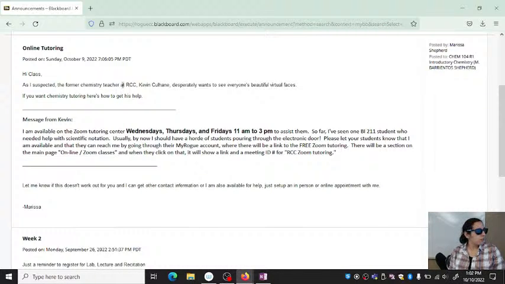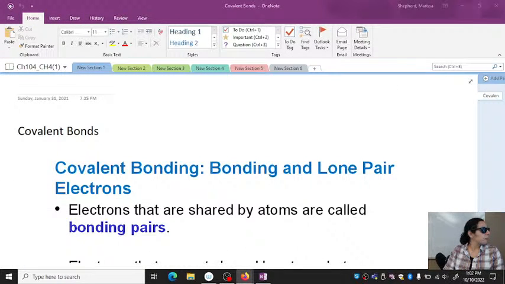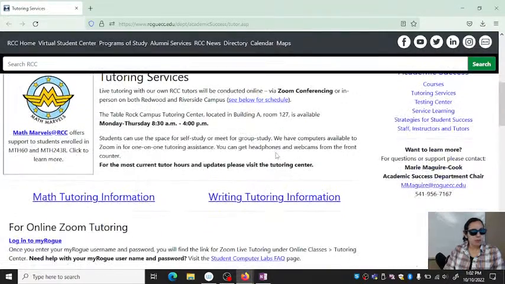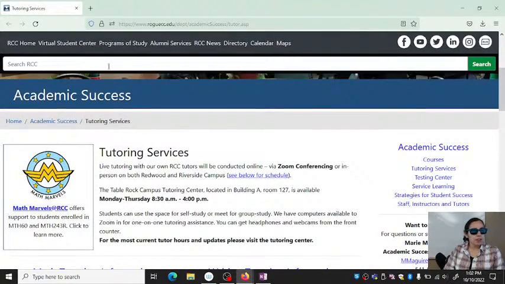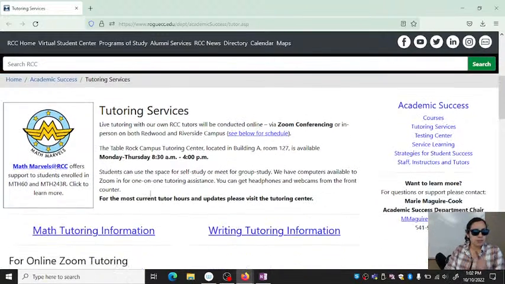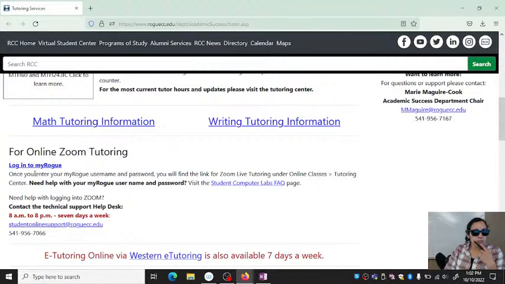But there should also be tutoring through your My Rogue account, and there should be a link to free Zoom tutoring. If I go to the tutoring services website, that's just roguecc.edu, and then tutoring, academic success tutoring services. It says online Zoom tutoring, and I think you have to log in through your My Rogue. I don't have a student account, but apparently once you log in there, it should be there. Online classes, tutoring center.